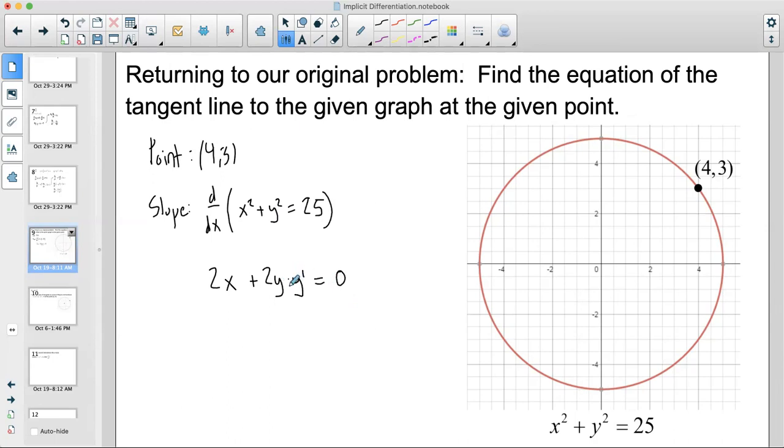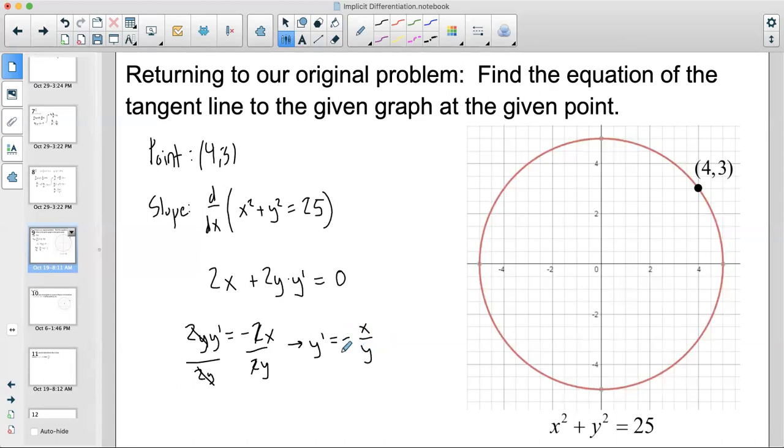So now I want to get all my y prime terms on the left and all the other terms on the right. The side doesn't really matter, but normally we solve things this way. I subtract 2x from both sides. There's nothing to factor here because there's only one term. I just divide both sides by 2y. This cancels out, and I'm left with y prime equals, the 2's cancel out, negative x over y.